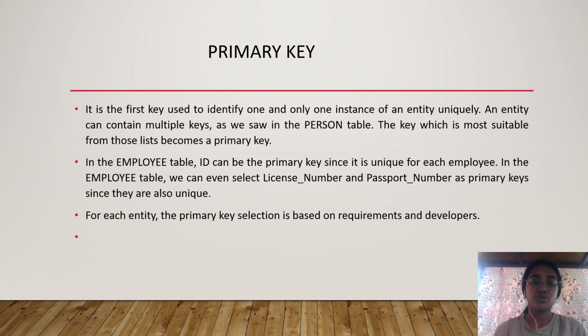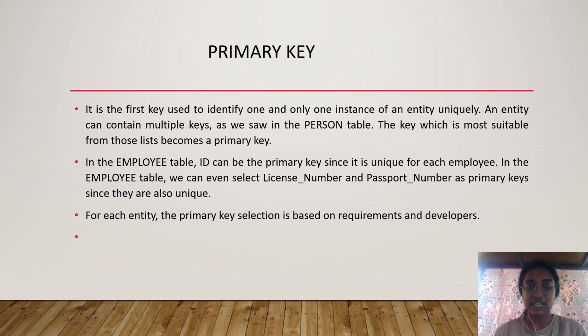The primary key is used to identify one and only one instance of an entity uniquely. An entity can contain multiple keys, as we saw in a person table. The key which is most suitable for the list becomes the primary key. Let us consider an example of an employee table.